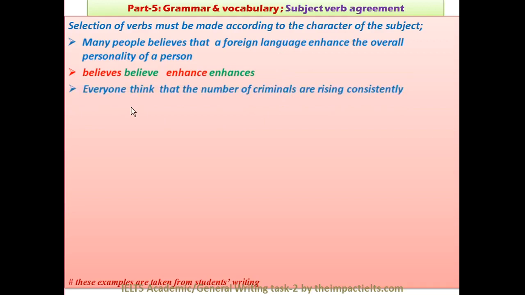Everyone think that. So there is the subject, everyone think, and there is a connector. Then again, the number of criminals, and there is another verb rising consistently. Have you got the answer? If you have got the answer, it's okay. If not, let's check the answer. You can pause the video and you can wait and think if you can get the answer anyway, right?